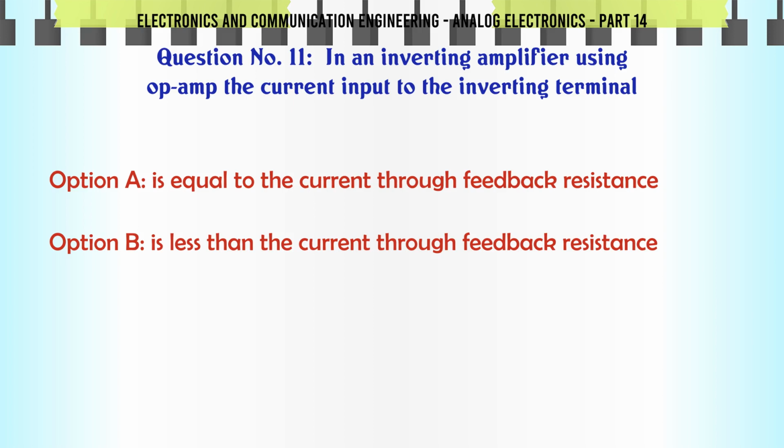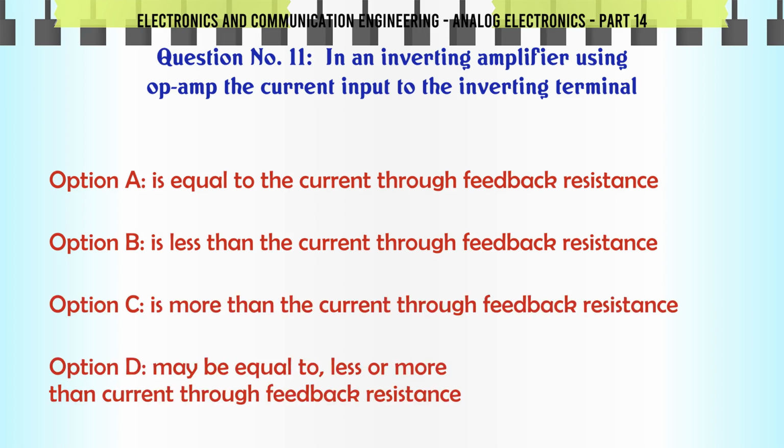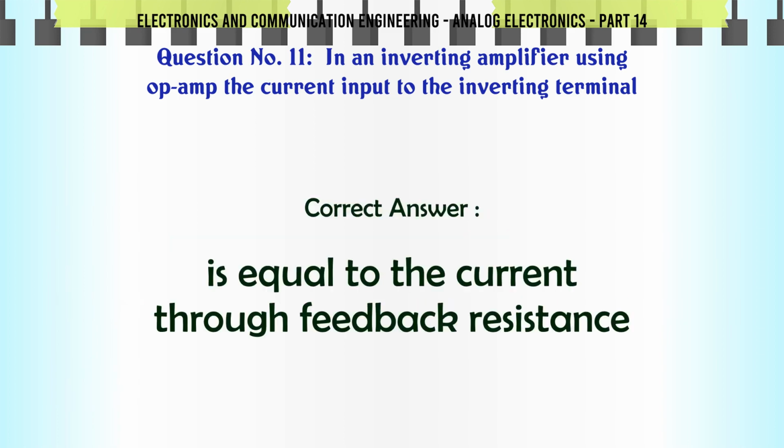In an inverting amplifier using op-amp, the current input to the inverting terminal A, is equal to the current through feedback resistance; B, is less than the current through feedback resistance; C, is more than the current through feedback resistance; D, may be equal to, less or more than current through feedback resistance. The correct answer is equal to the current through feedback resistance.